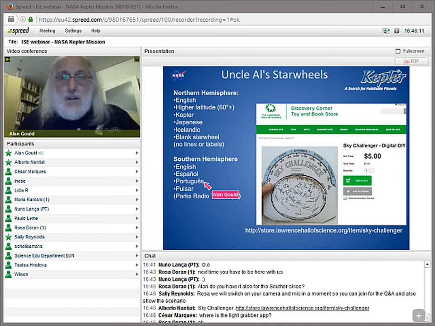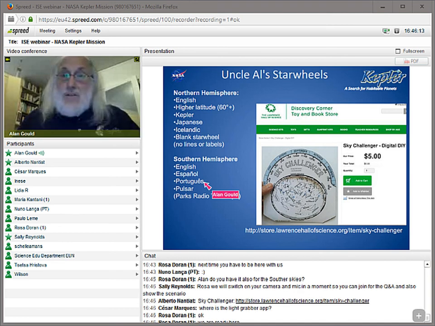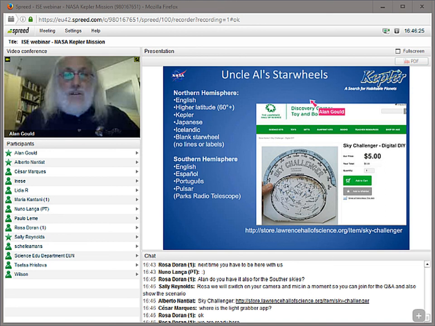And the original Sky Challenger wheels, though, were not available. They went out of print. But we now have them available as a do-it-yourself. You can make it yourself, and it fits the same kind of holder as in the Kepler star wheels. So that's something you might want to check out.